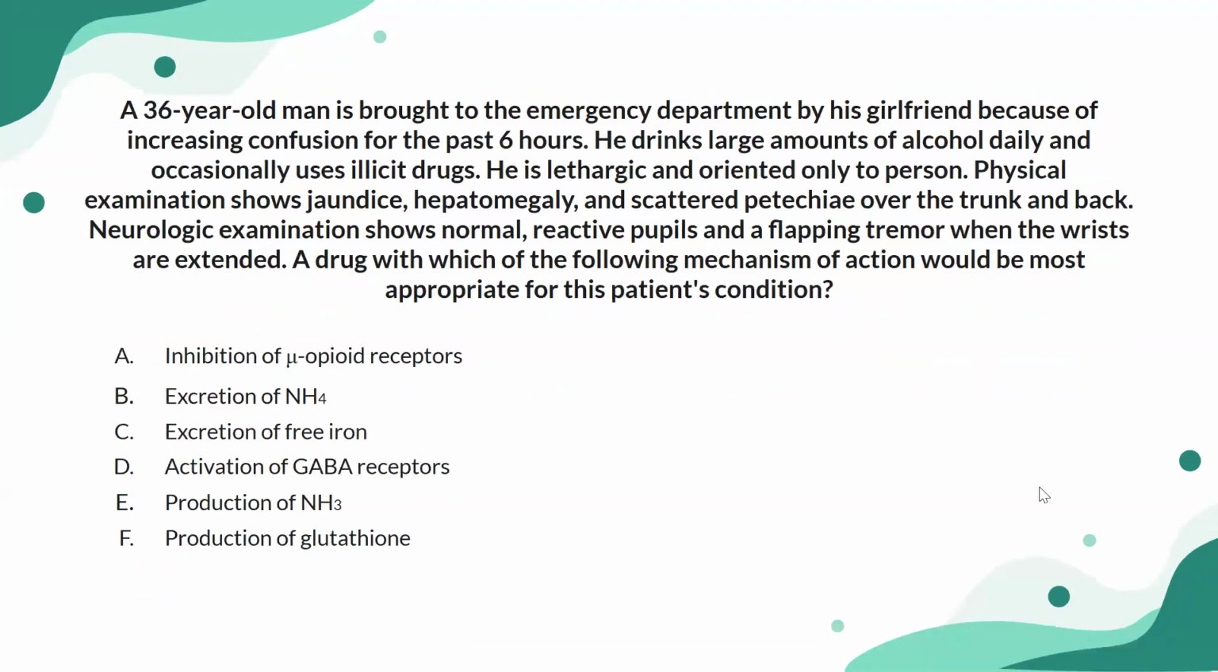Okay, next question. A 36-year-old man is brought to the emergency department by his girlfriend because of increasing confusion for the past 6 hours. He drinks large amounts of alcohol daily and occasionally uses illicit drugs. He is lethargic and oriented only to person. Physical examination shows jaundice, hepatomegaly, and scattered petechiae all over the trunk and the back. Neurological examination shows normal reactive pupils and a flapping tremor when the wrists are extended. A drug with which of the following mechanisms of action would be most appropriate for this patient's condition?